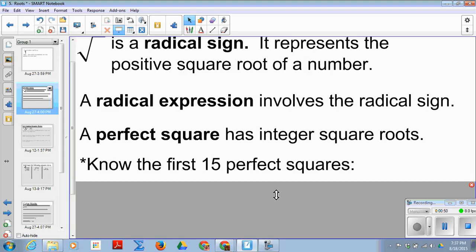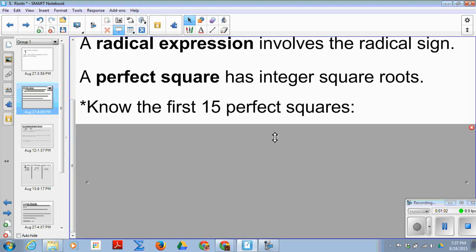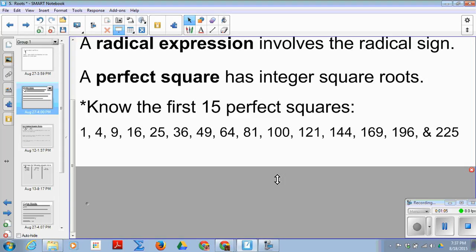It is very, very helpful if you can memorize the first 15 perfect squares. These are kind of like those basic addition and multiplication facts that you just know. And here they are. 1, which is 1 times 1, 4, which is 2 times 2, 9, which is 3 times 3, 16, 4 times 4, etc. All the way up through 225.